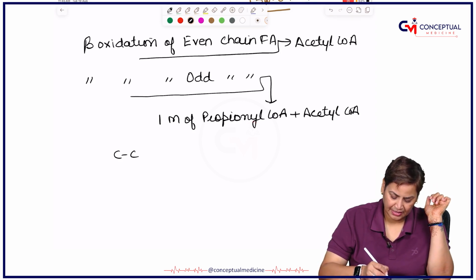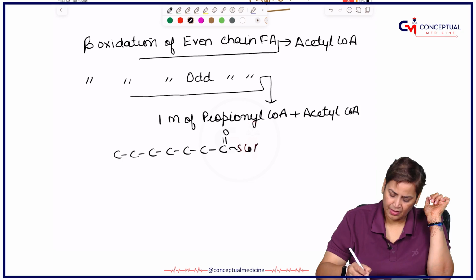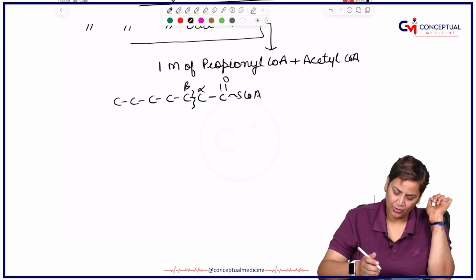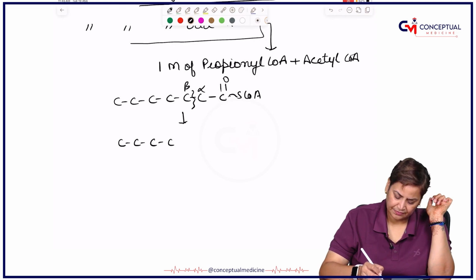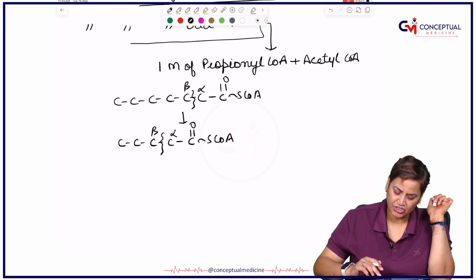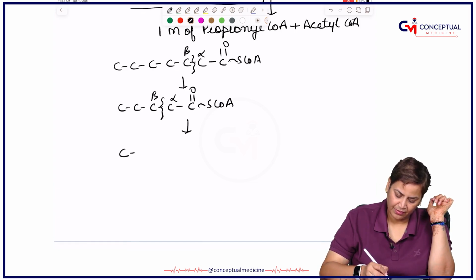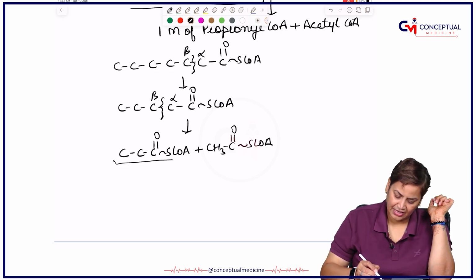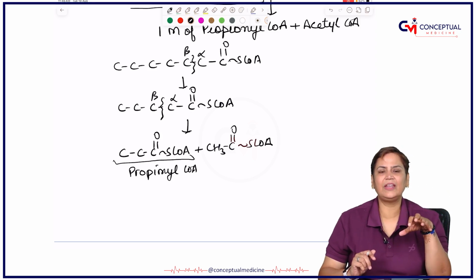Because suppose I take an example like this, 1, 2, 3, 4, 5, 6, 7. This is alpha, this is beta, so C double bond O SCoA, this is alpha, this is beta. So we can say oxidation will be here. This is going to form this type of structure, SCoA. Then again this is alpha, this is beta. If oxidation is here, it is going to form this type of compound, SCoA plus CH3 C double bond O SCoA. So this is having 3 carbon atoms, so this will be propionyl coenzyme A. This is one example I have quoted.